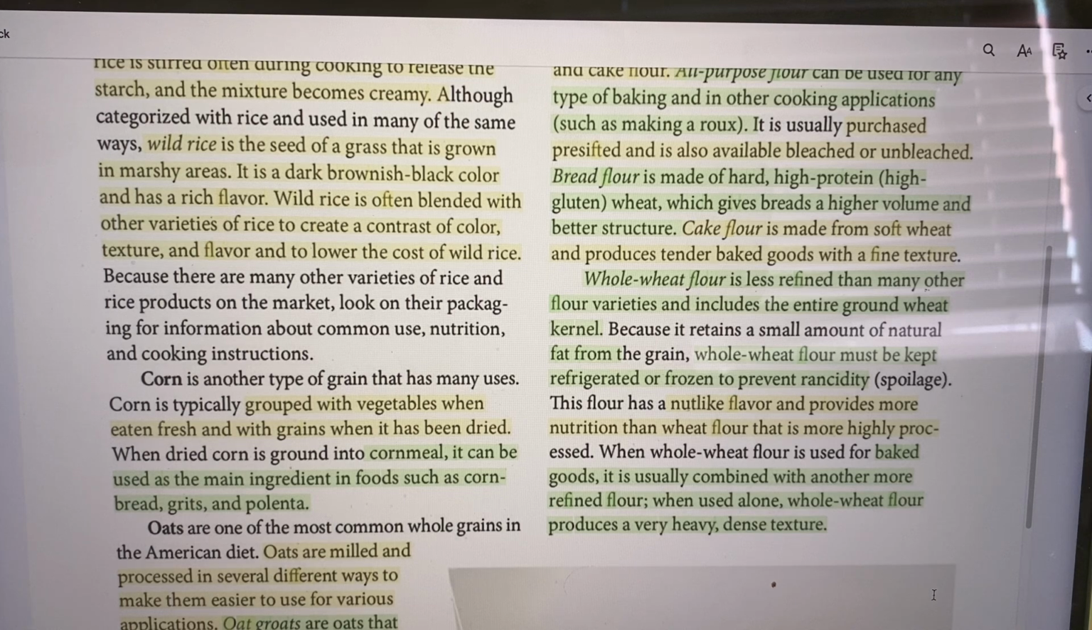It can be used as the main ingredient in lots of different foods, like cornbread, grits, polenta. All of these are corn, and there's a lot of corn chips and such made of corn grain.